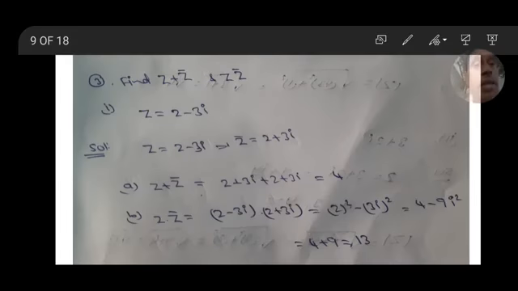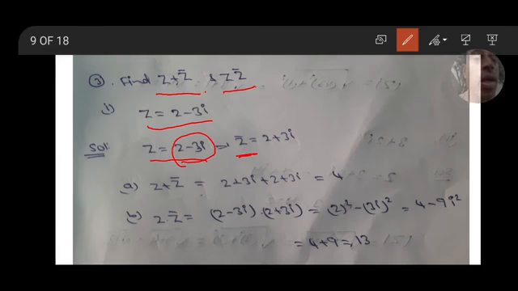Next, find z plus z bar and z into z bar. For the given complex numbers, you have to find both z plus z bar and z into z bar. First one, z equal to 2 minus 3i. Then z bar, which means the conjugate of the complex number. It is 2 minus 3i, so its conjugate is 2 plus 3i. Minus becomes plus, plus becomes minus. So the conjugate is z bar equal to 2 plus 3i.